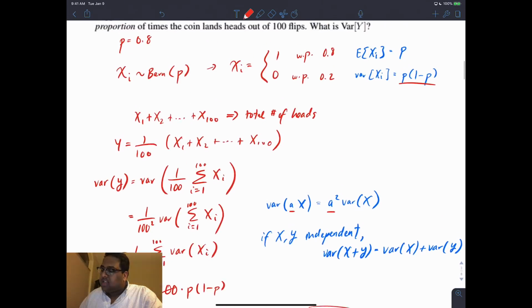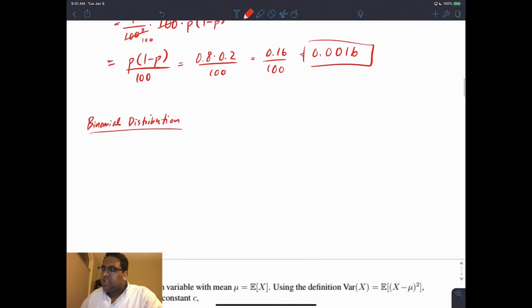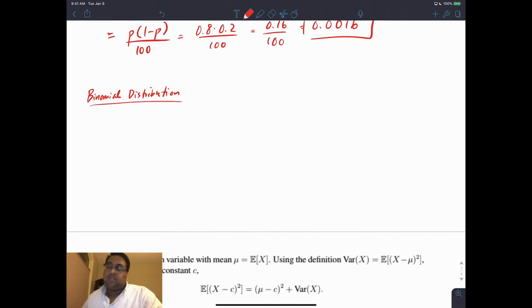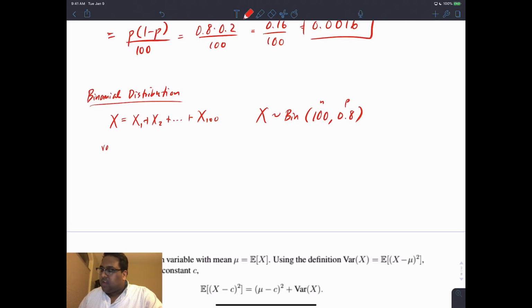Okay, so using the same definition of these Bernoulli random variables up here, binomial random variables are just sums of individual independent Bernoullis. So if I said X was the sum X1 plus X2 up to X100, X actually has the binomial distribution with parameters 100 and 0.8. Okay, so n is 100, p is 0.8. And the variance of a binomial distribution is just np(1 minus p), right, in this case being 100 times 0.8 times 0.2.